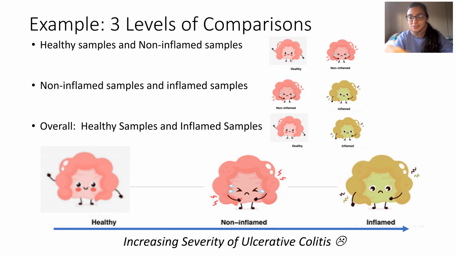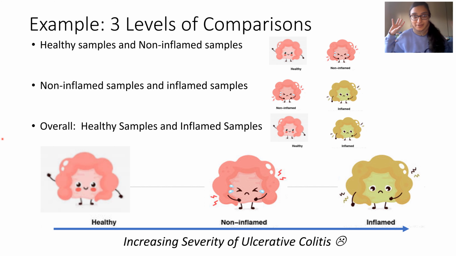And even here, I just want to give you another example, in a cartoon example. Let's say we're looking at ulcerative colitis. We could have a healthy colon. We could have a non-inflamed colon, part of it for a patient. And then we can have an inflamed colon for the same patient. And we can have this healthy as well. So healthy, non-inflamed, and then inflamed, different severities.